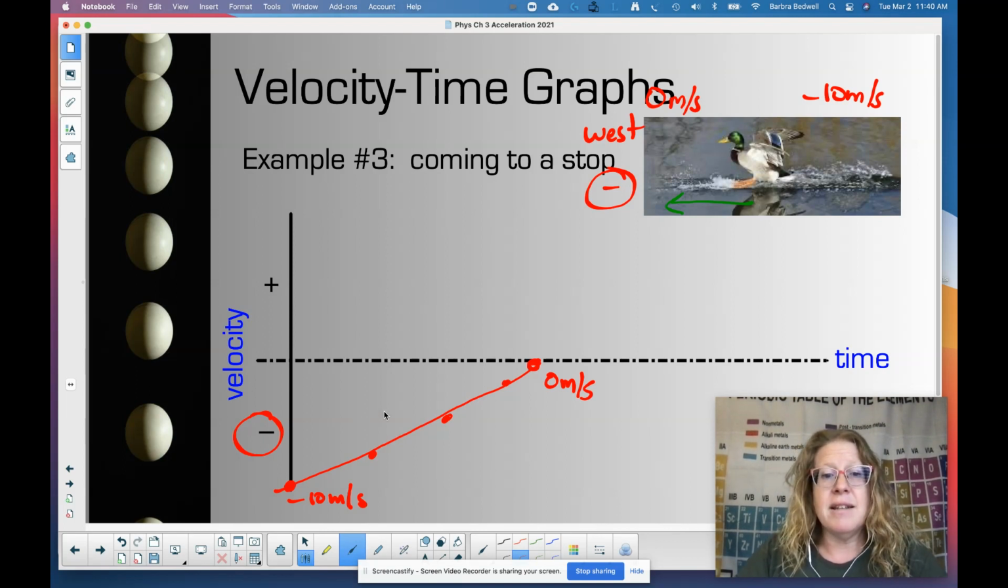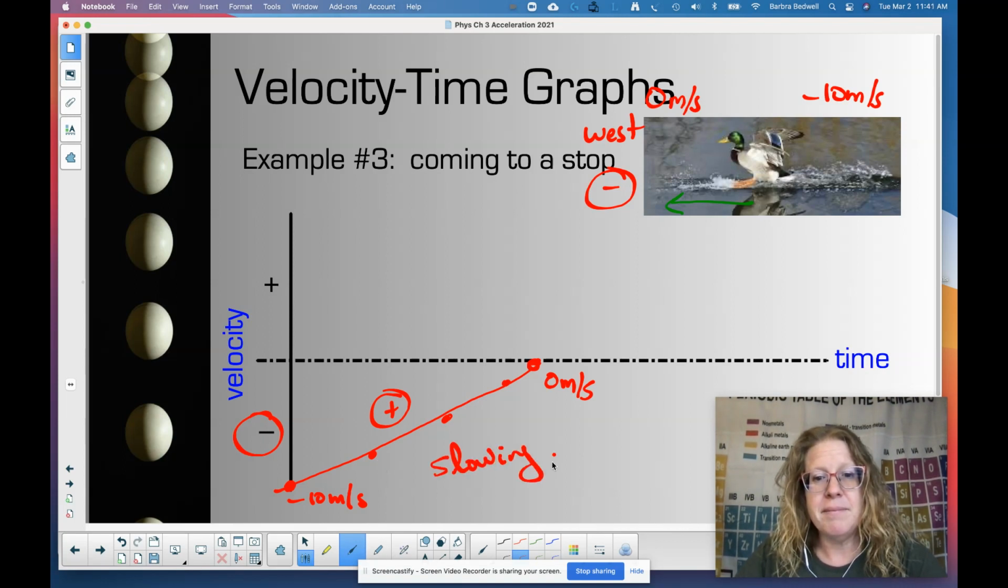Negative velocities, and here it has a positive slope. This means he is slowing down. So note, it's the signs: if they're different, it means he's slowing down. So again, he's starting at negative 10 and approaching zero, he's slowing down.